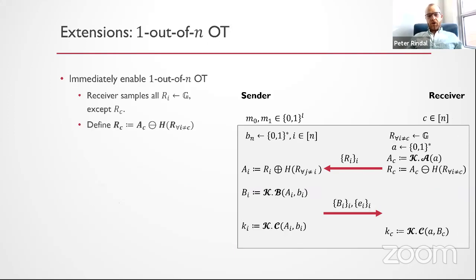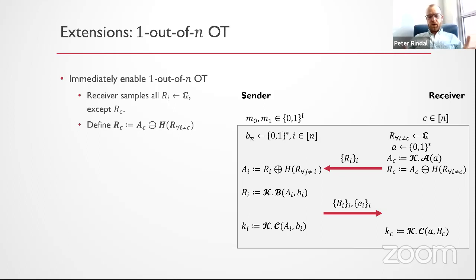Next, I'll talk about how you can generalize this to several other types of oblivious transfer. First I showed 1 out of 2. However, you can easily get 1 out of n oblivious transfer. The main observation is that you first make the receiver choose many R values, every R value except for R_C. And then you define R_C with respect to all the other R values. Shown here on the left is the formula for how you define R_C as a function of all the other R values. This effectively ties the hands of the receiver so that they can only choose one public key.